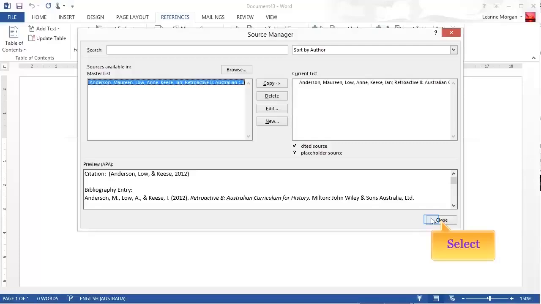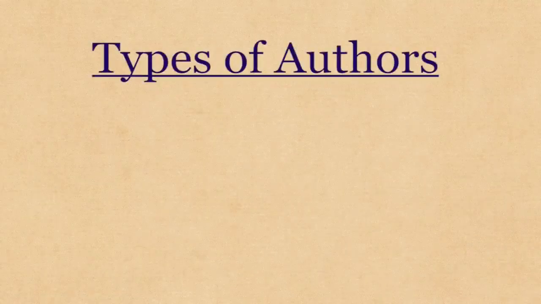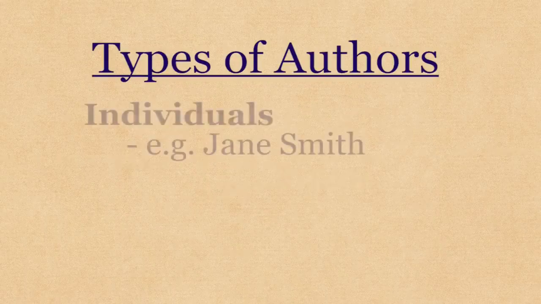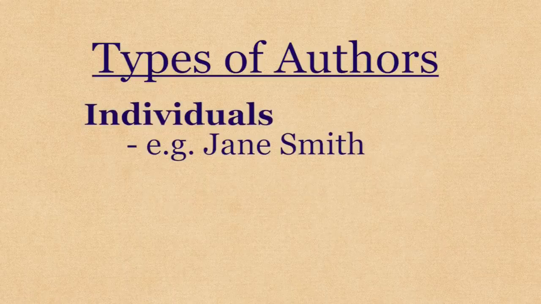The structure is a little different for web pages. Before I explain how to add a web entry using the Word referencing tool, let me explain the term corporate author. When you are researching, you will come across 2 broad categories of authors. The most common will be individuals. This means that the source that you are using has been written by someone who has both a first and a last name, for example, Jane Smith.